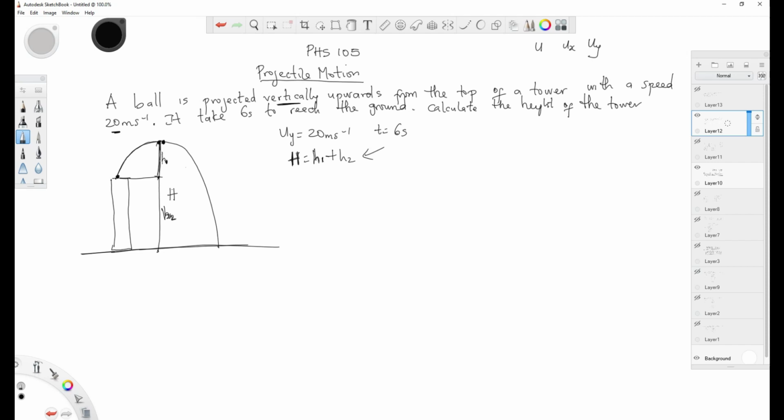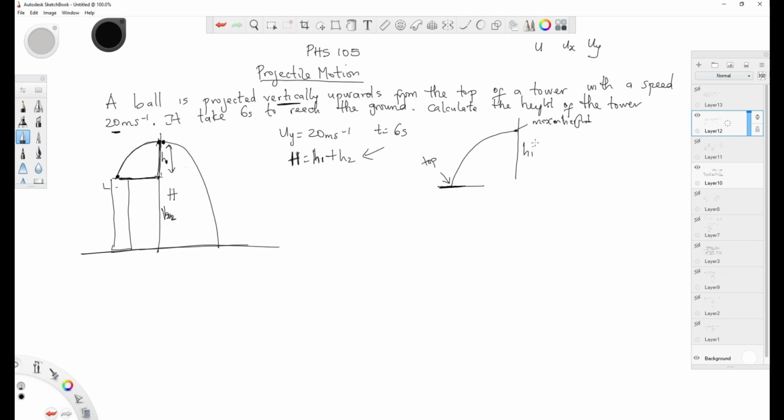Now let's get the height from the top of the building to this maximum height, this point. Let's try and get this first. That means we are going to do calculation based on just this part of the motion. Let's draw it out on this other side. This part of the motion like this. This is the top of the building. This is the maximum height. So we want to get this height here.